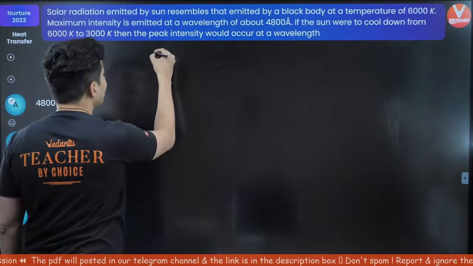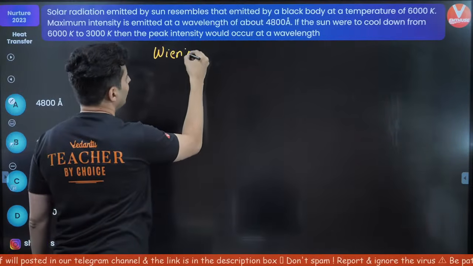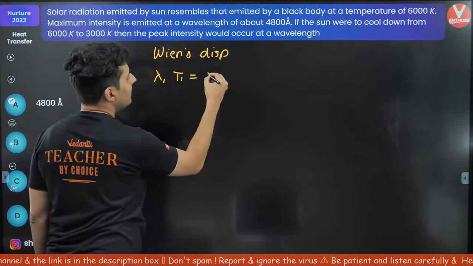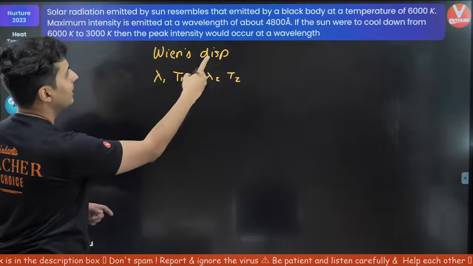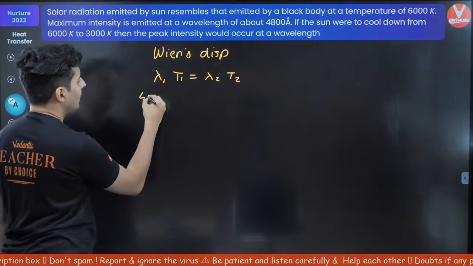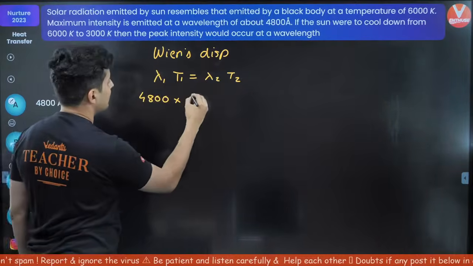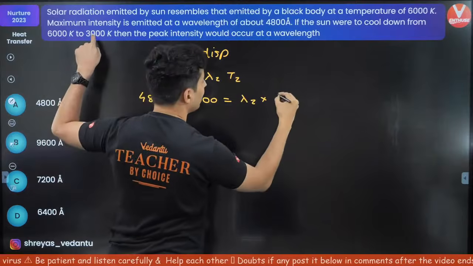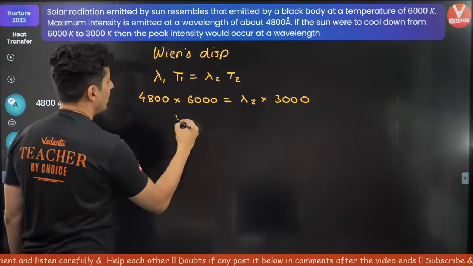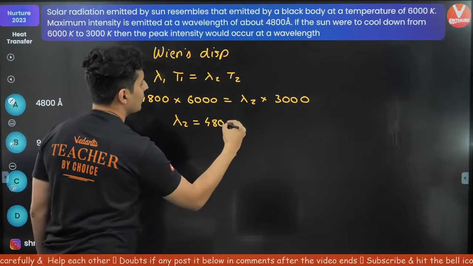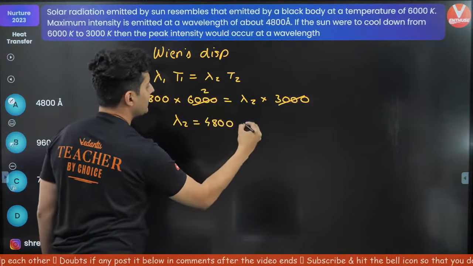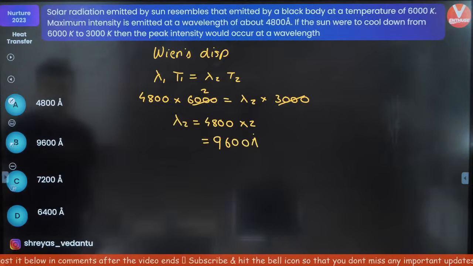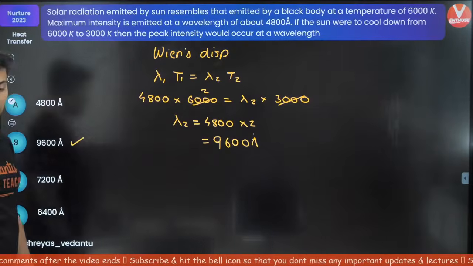So all you need to use is Wien's displacement formula. Lambda 1 T1 will be lambda 2 T2. Lambda 1 is nothing but 4800. T1 is 6000. Lambda 2 I do not know. T2 is nothing but 3000. So therefore lambda 2 will be 4800 times 6000 over 3000. This 3000 and 6000 will cancel and it will become 2. So this will become 9600 Angstrom. Is it there somewhere? Yes, it is. Option B. Done.